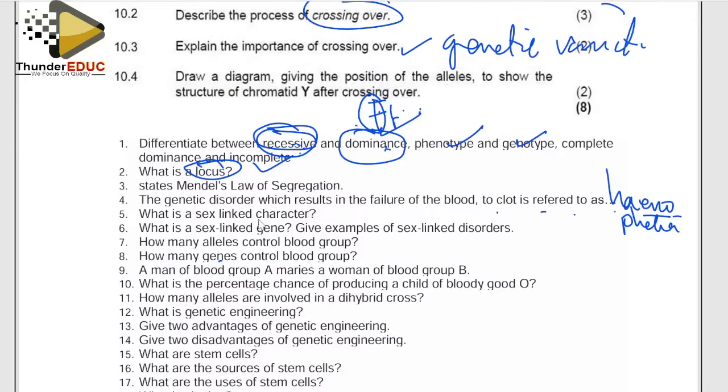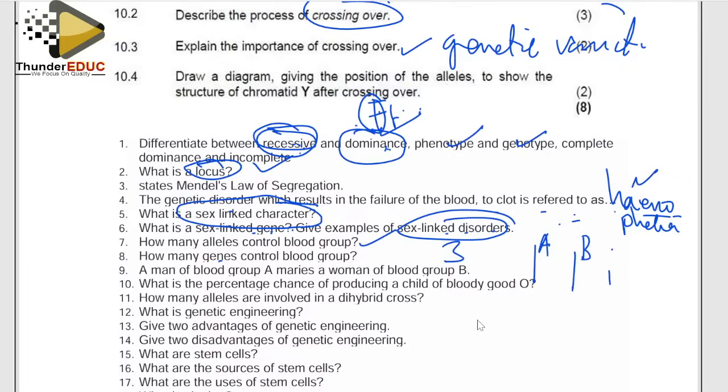Then we go to the next thing. What is a sex-linked character? It is a character whose genes are carried on the X chromosome. Then what is a sex-linked gene? These are genes which are carried on the X chromosome. Give examples of sex-linked disorders or characters. You can talk about hemophilia. You can talk about color blindness. How many alleles control blood group? We say there are three. Allele for A, allele for B, and allele for O.